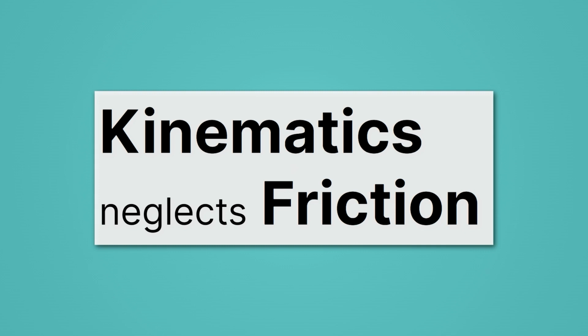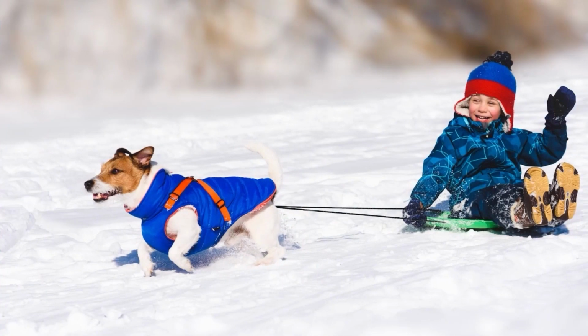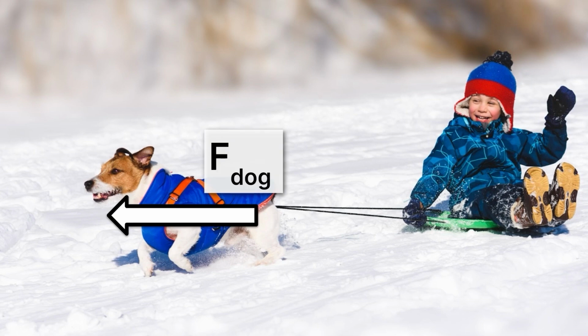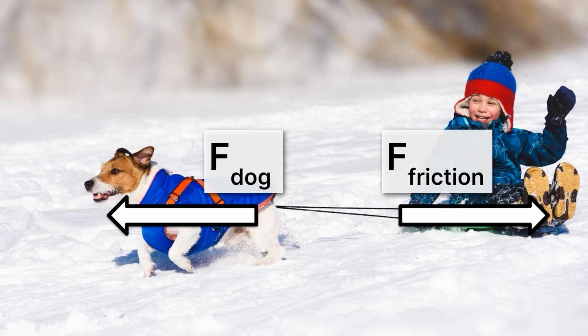Kinematics neglects friction. And that's why at the end of the unit, we'll actually study friction. Here's a case where friction's relevant, a super adorable picture of a dog pulling a kid on a sled. Frankly, I kind of wish I was that kid right now. Anyway, the dog is pulling, so there's a force from the dog. And the child resists that motion due to friction.